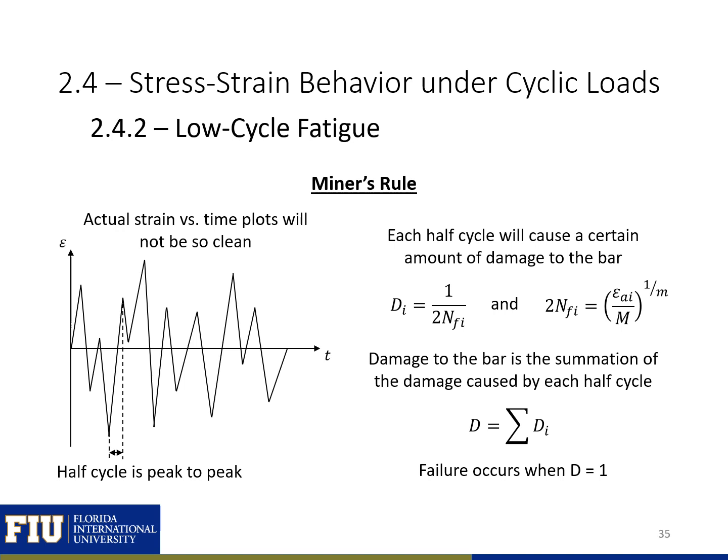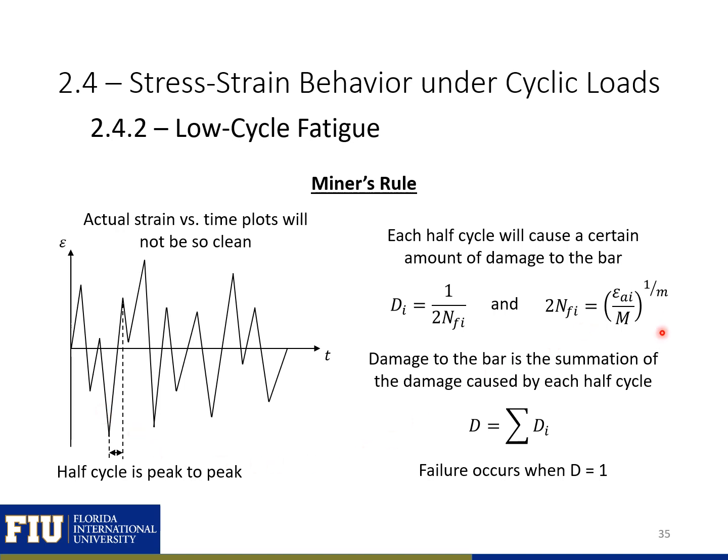The actual strain versus time plots are not always so clean, as is the case with seismic loading. So we need a way to calculate the low cycle fatigue limits or capacity under these irregular strain versus time plots. Miner's rule is a way of doing this. Essentially what we do is we figure out the number of half cycles required for failure under each of the half cycles in our strain versus time plot.